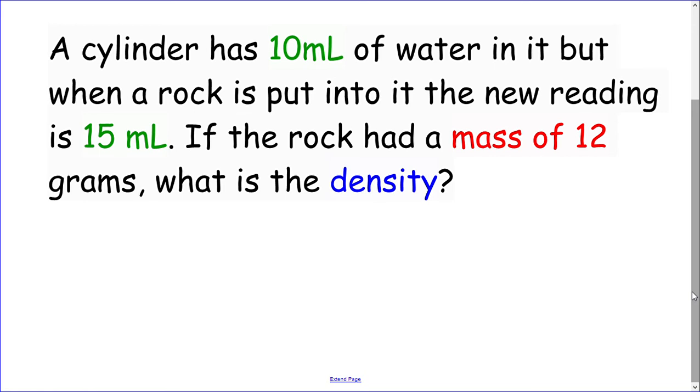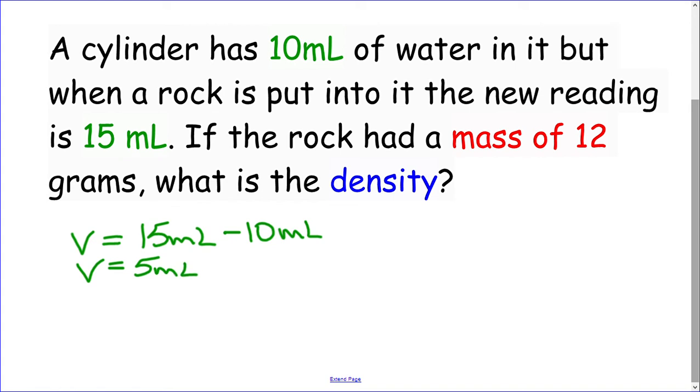Alright, so first thing we need to calculate is the volume. So volume is equal to an after reading minus a before reading. I need to know what the difference is. How much did it raise up? So it was 15 mils when I read it after. It was 10 mils when I started. So that means that my volume is 5 milliliters.